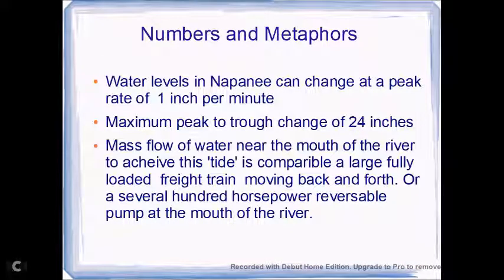The data I collected showed that the fastest change in water level was around 1 inch per minute. The maximum change in one cycle was about 24 inches. To achieve a 24-inch change, you have to move an amount of water that's similar to a fully loaded freight train back and forth every hour near the mouth of the river.